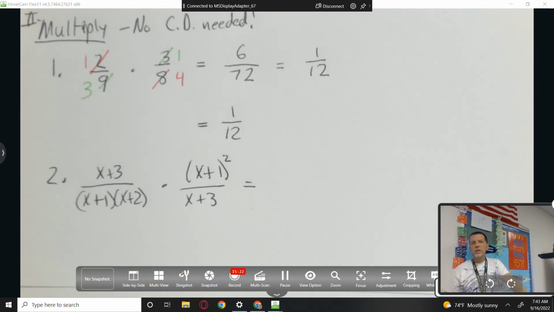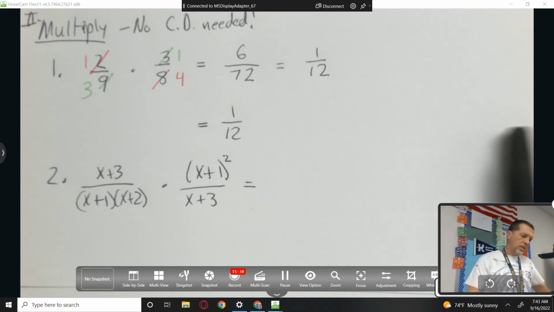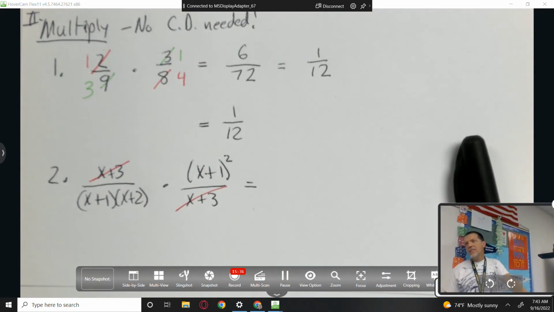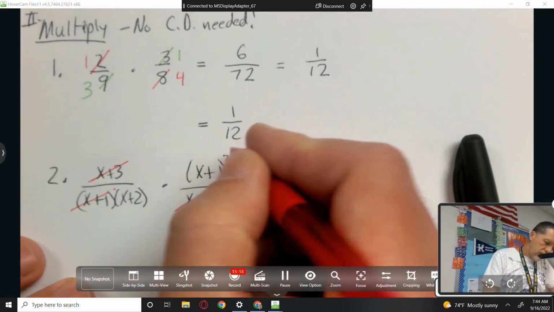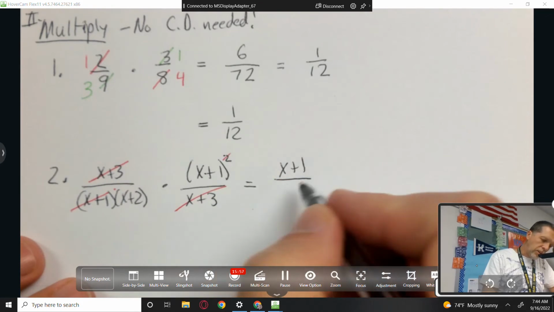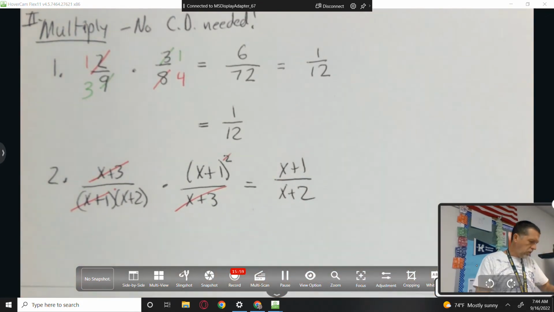So if we were looking to cancel first, do I have any? The x plus 3's can definitely cancel. Anything else can cancel? The x plus 1, although we've got to be careful, there's 2 of them in the top, there's 1 of them in the bottom, so one's left over. So 1 can cancel, 1's left over in the top. So we're left with an x plus 1 in the top and an x plus 2 in the top.